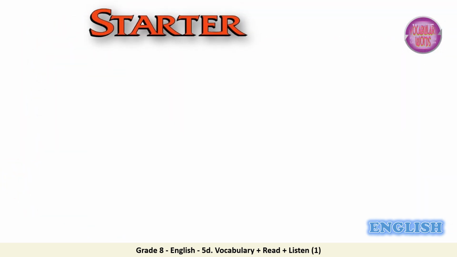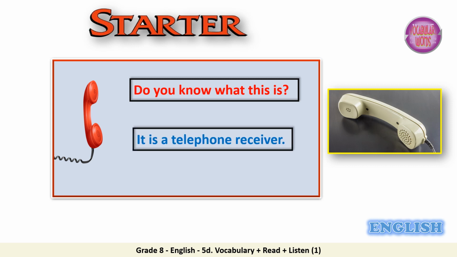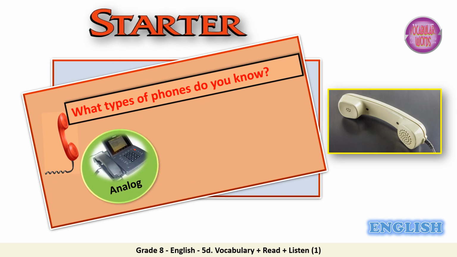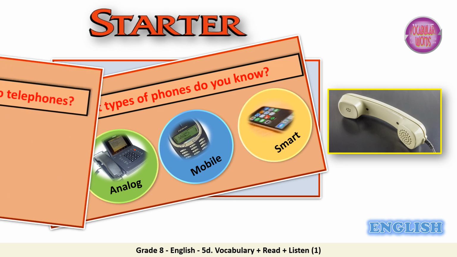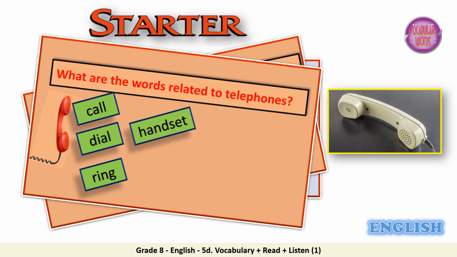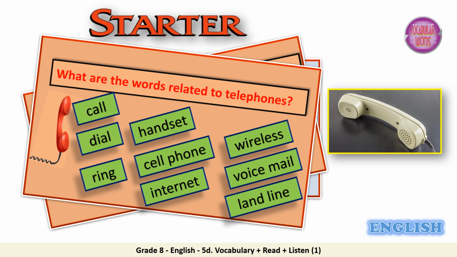Let's begin with the starter. Do you know what this is? Very good. It's a telephone receiver. What types of phones do you know? Analog, mobile, and smart. Very good. What are the words related to telephones? Think carefully. Call, dial, ring, handset, cell phone, internet, wireless, voicemail, landline. Good job.